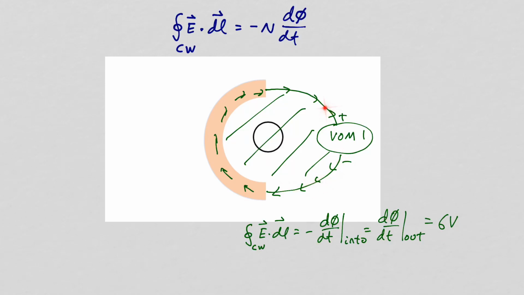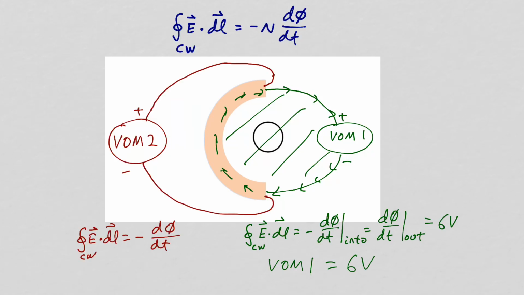Assuming the leads and the half ring are very good conductors, there's little voltage drop across the leads and the half ring, so the integral of E dot dl will just be determined by the voltage drop across the voltmeter, so the reading on the voltmeter will be 6 volts.